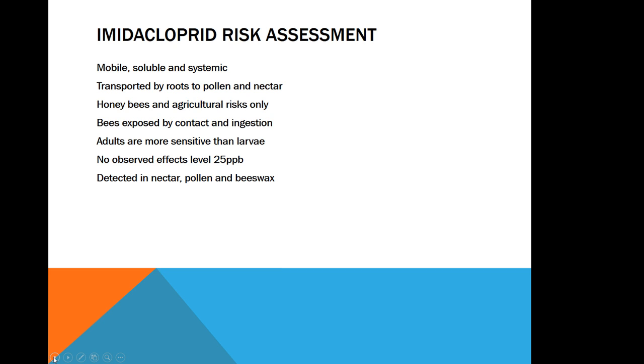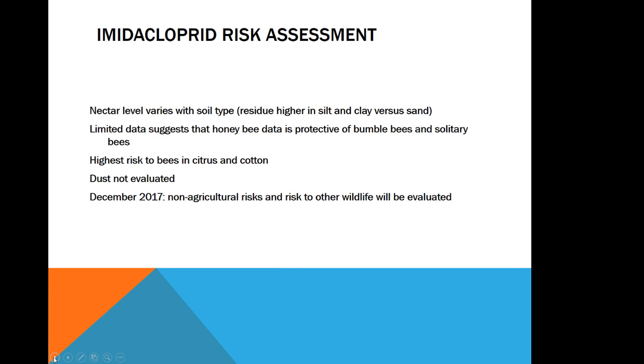The study was limited in that it was confined to the use of imidacloprid in agricultural situations only. The study will be expanded at a later date to include other variables. Other findings included that pesticide levels in nectar vary with soil type. Pesticide residue is higher in silt and clay versus sand.